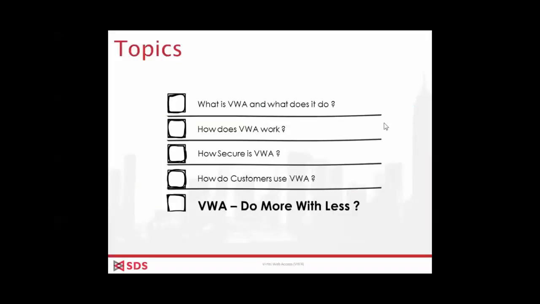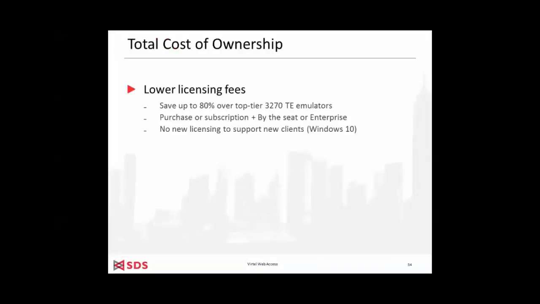Okay, we're on to the last topic from my point of view, and that is doing more with less using VWA. One of the things from a total cost of ownership point of view is you could lower your licensing fees considerably. You could save up to 80% over top tier 3270 terminal emulators. There are different ways that the product is priced depending on what your requirements are, and that's something that our sales folks can assist you with.